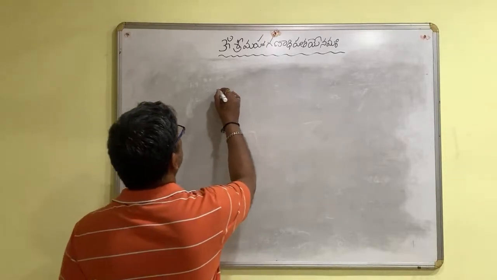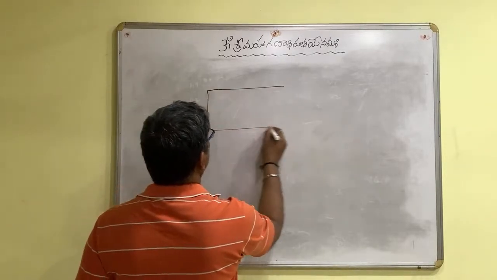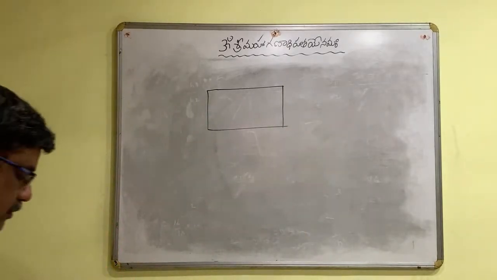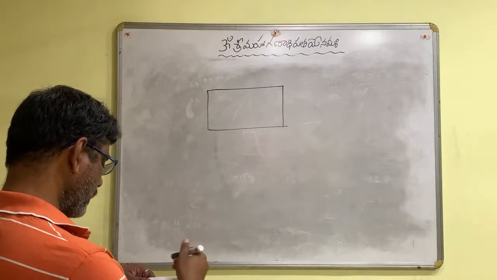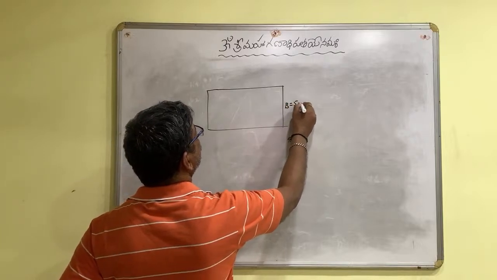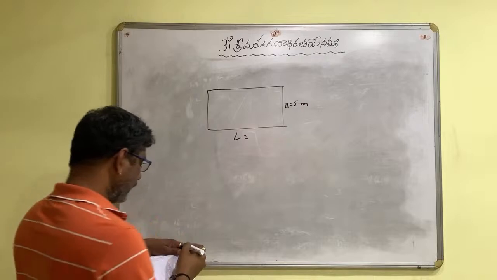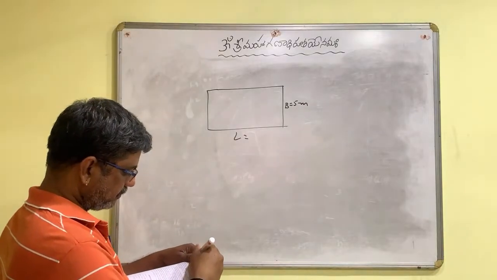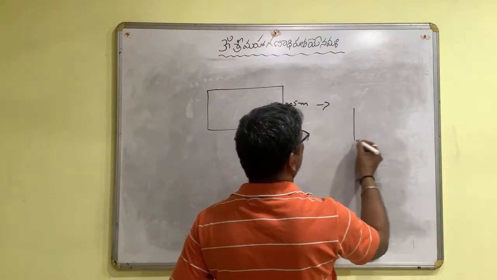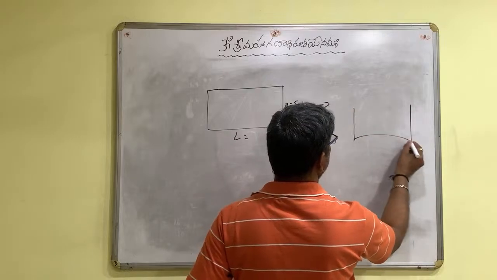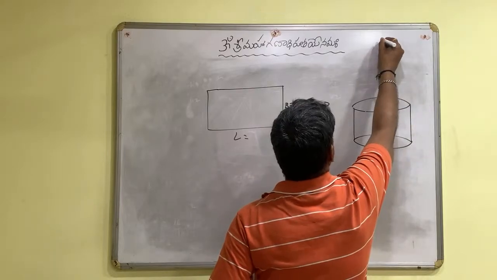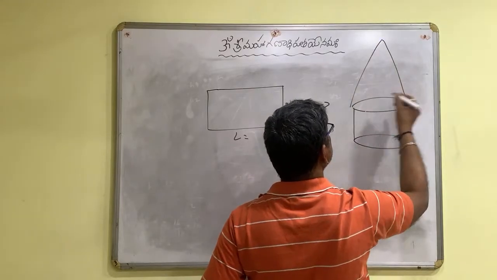Again, there is a rectangular cloth, 5 meters wide. Length we don't know, we need to find out. With this, what have they done? They made a circus tent. This is a circus tent.